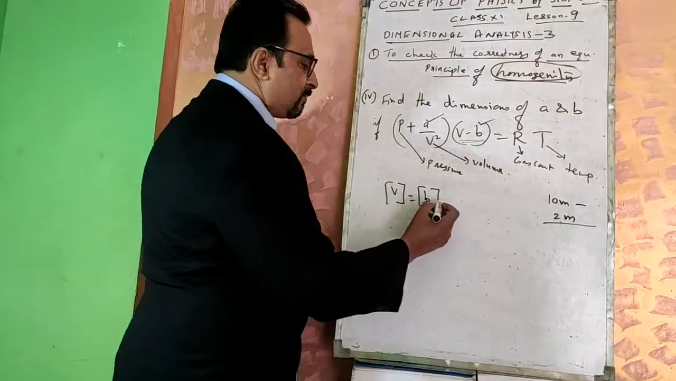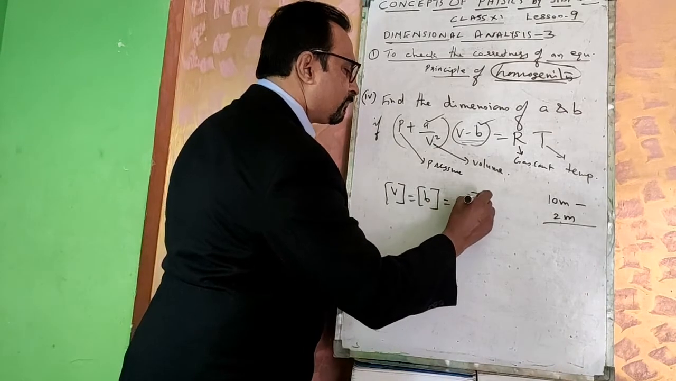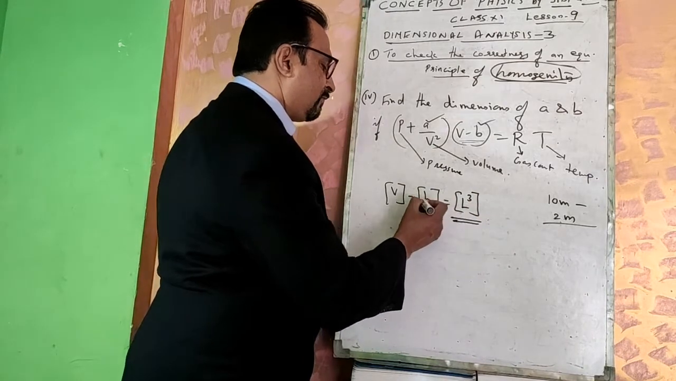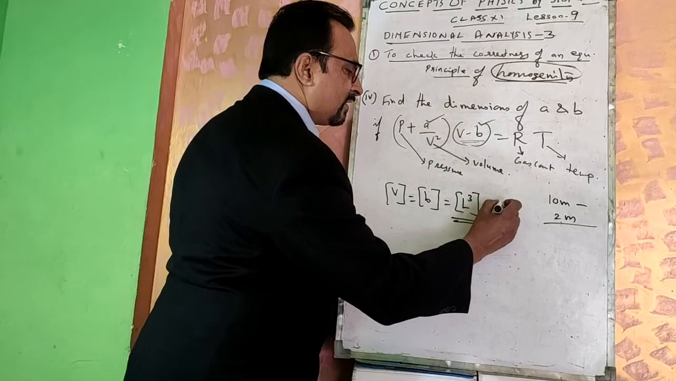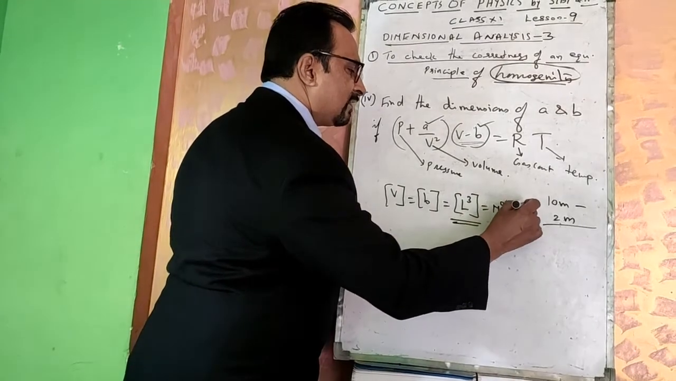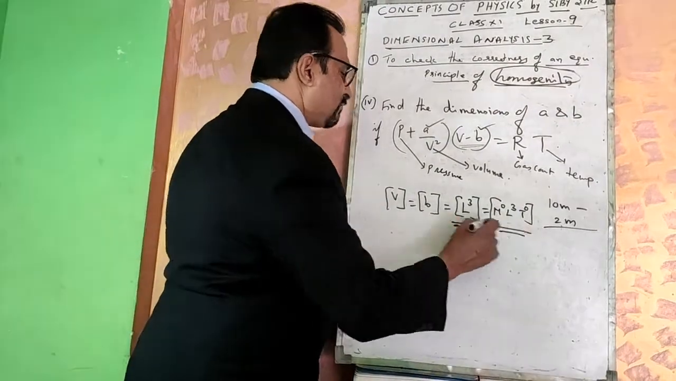You know the dimensional formula for volume, that is length cube. So the dimensional formula for B is L3, that is M0 L3 T0. This is the dimensional formula for B.